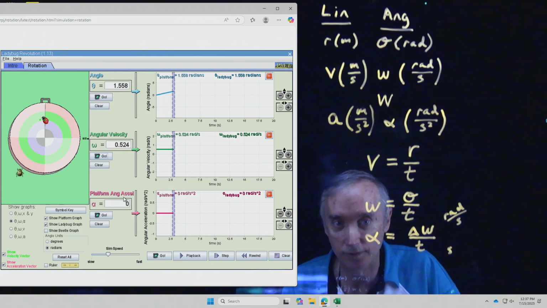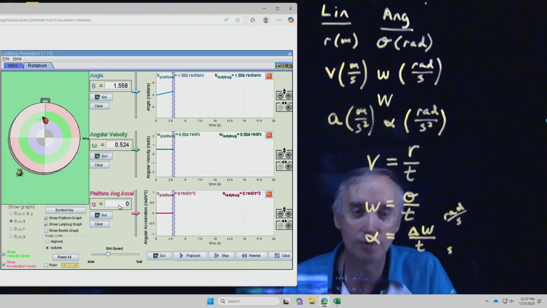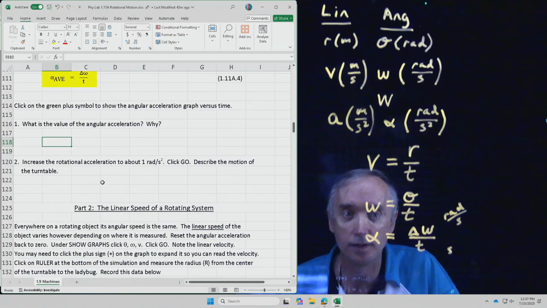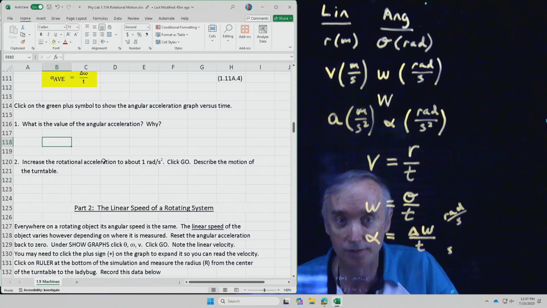So you make this number here anything that you want, 1, and then run the simulation and observe what happens to the ladybug. Now you might need to let it run for 30 seconds or a minute to be able to tell what's happening, but go ahead and do that. And it says just to describe the motion of the turntable or the motion of the ladybug. So what is happening to the turntable if the acceleration is not 0?